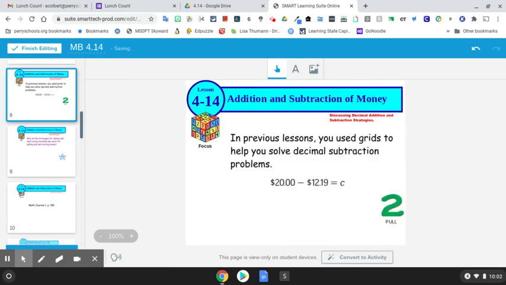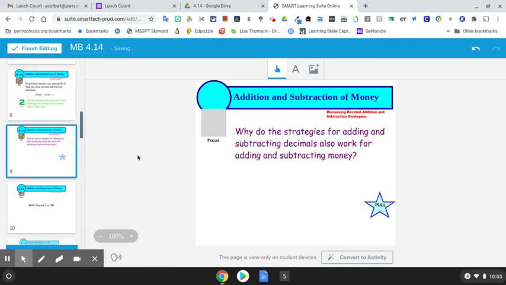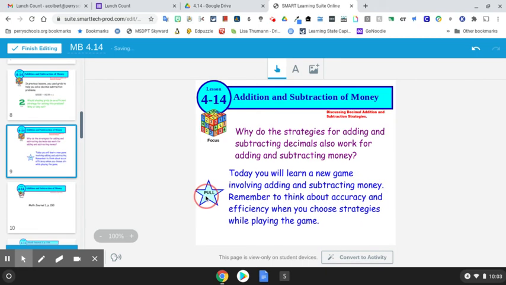So in the previous lessons, we used grids to help us solve decimal subtraction problems. So you could also use a grid, and you can look back in the previous lessons to view that. But ask yourself, would shading grids be an efficient strategy for solving this problem? I want you to reflect on that. Why do you think it would be, or why not? And why do the strategies for adding and subtracting decimals also work for adding and subtracting money? Think, what do those two things have in common? Decimals and money.